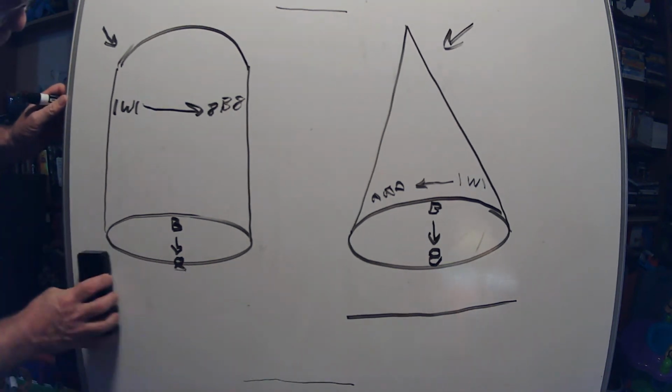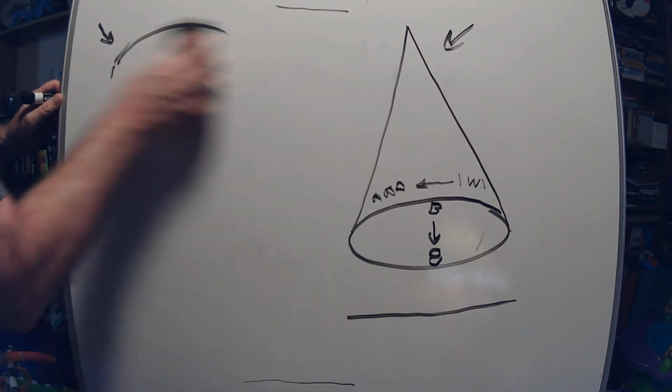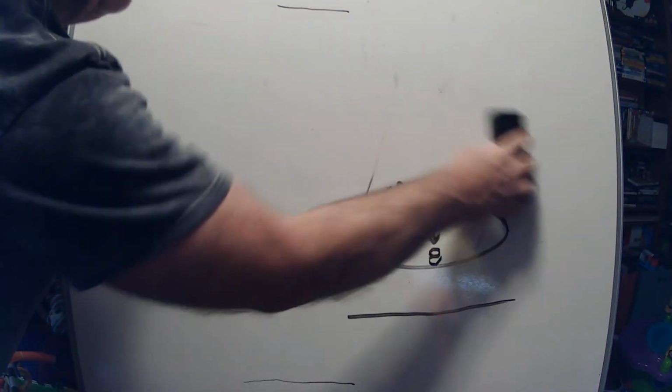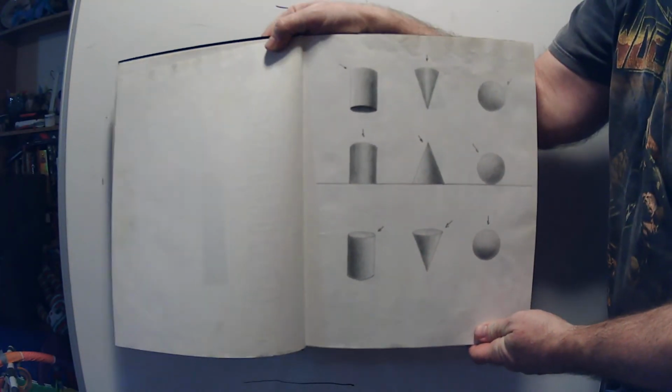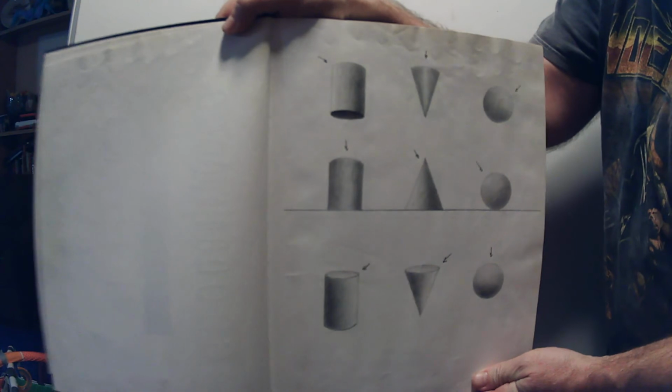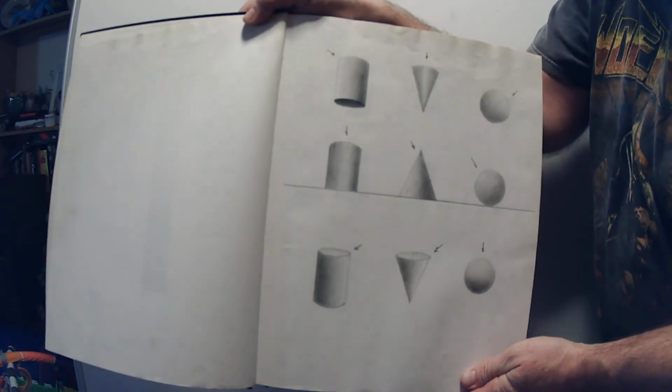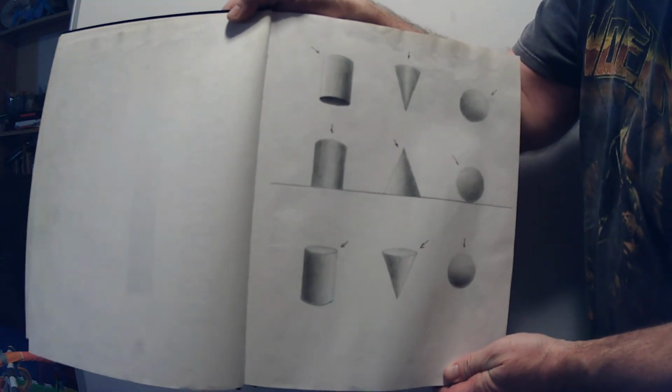All right? Let me erase this and pull my sketchbook so that you can see the actual thing. All right. Let me get my hand out of the way. See if I can move a little closer. There we go. That's a little better.